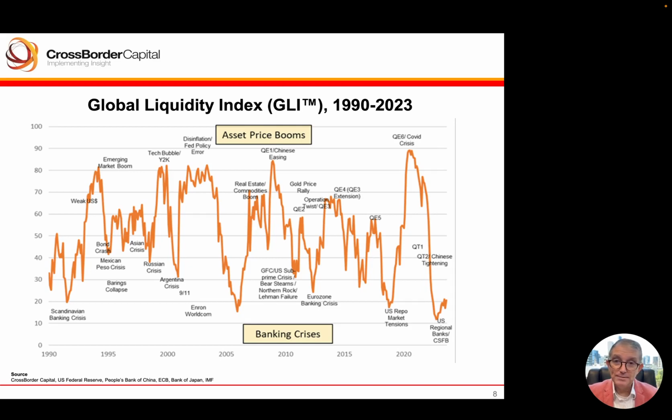So looking at this chart, you can see we have had consistent periods of asset price booms and banking crisis, or crisis coming when liquidity is withdrawn. And the most recent example of that is what we have seen earlier this year with the banking crisis that started to emerge in the US. So that was very consistent with what we would expect to have found at this period of low liquidity.